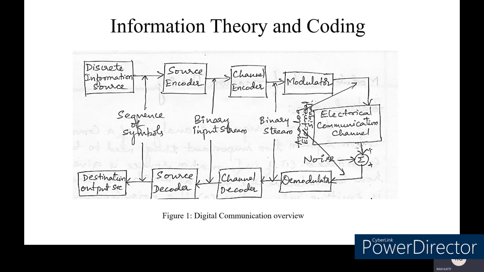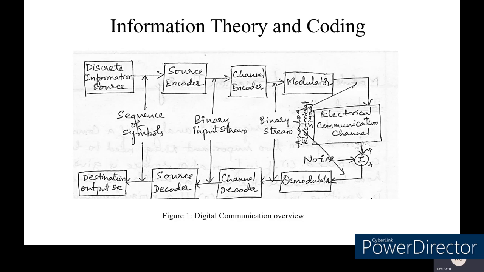Once the channel encoding is done, the given binary stream will be given to the modulator. Depending upon the type of information we have, a modulation technique will be chosen. Since we are talking about a digital communication system, we have amplitude shift keying, phase shift keying, or quadrature amplitude shift keying.